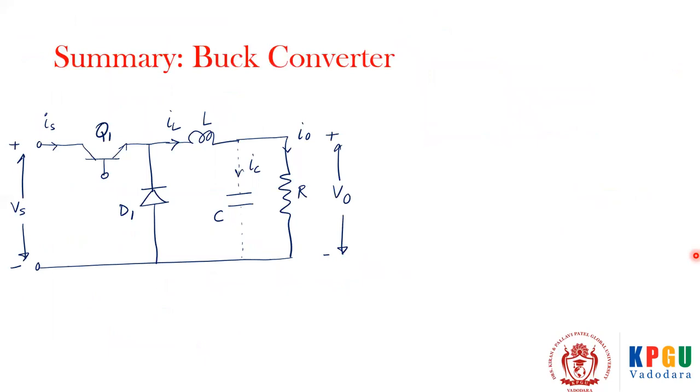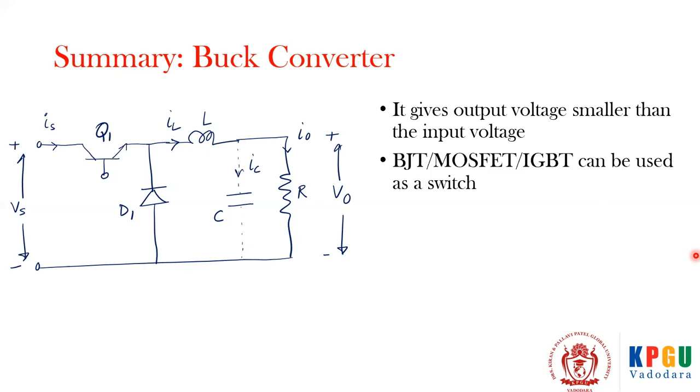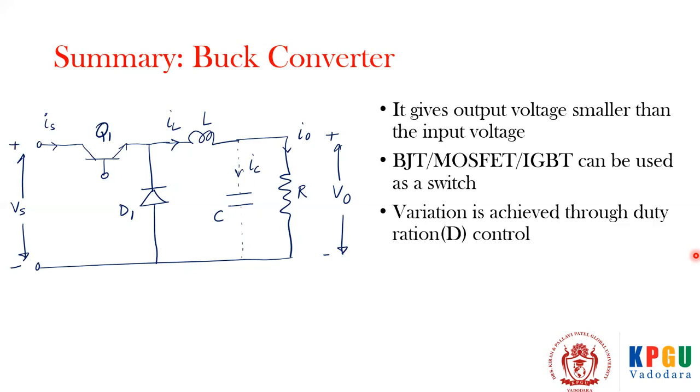So the buck converter is a simple arrangement where a power electronic switch like an IGBT, MOSFET or BJT is connected as shown in the circuit. And through a T on, T off operation at very high frequency, 1 kilohertz to 3 kilohertz, we achieve the output voltage reduced or smaller than the input voltage. BJT, MOSFET or IGBT can be used as a switch. In various conditions, different switches are used. We'll discuss it in a separate video.